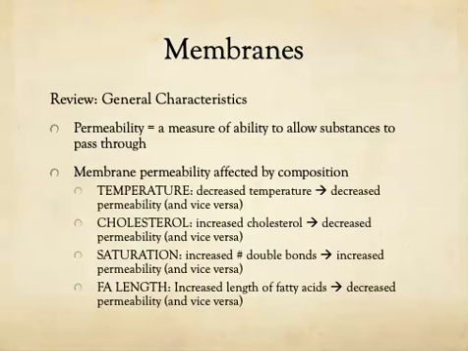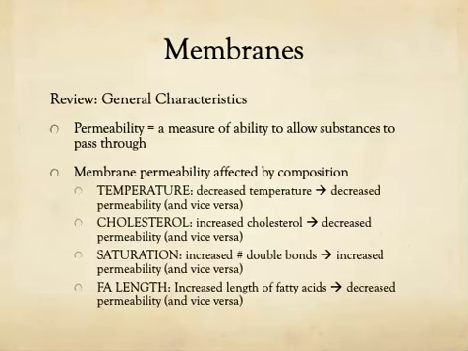Now, there are three structural features of a membrane that will impact permeability, and all three of them relate to the tail region. The first is the amount of cholesterol in the tail region. The second is the amount of saturation in the tails. And the third is the length of the fatty acids in the tails.